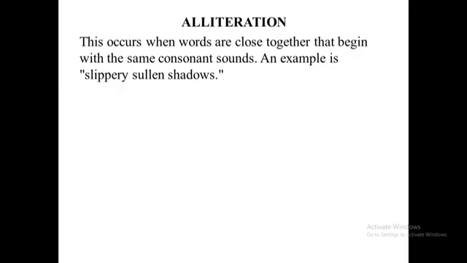Alliteration. This occurs when words are close together that begin with the same consonant sound. An example is slippery sullen shadows. Okay, students, slippery sullen shadows. Basically, this example is dealing with consonant sounds. This occurs when the words are close together that begin with the same consonant sounds.